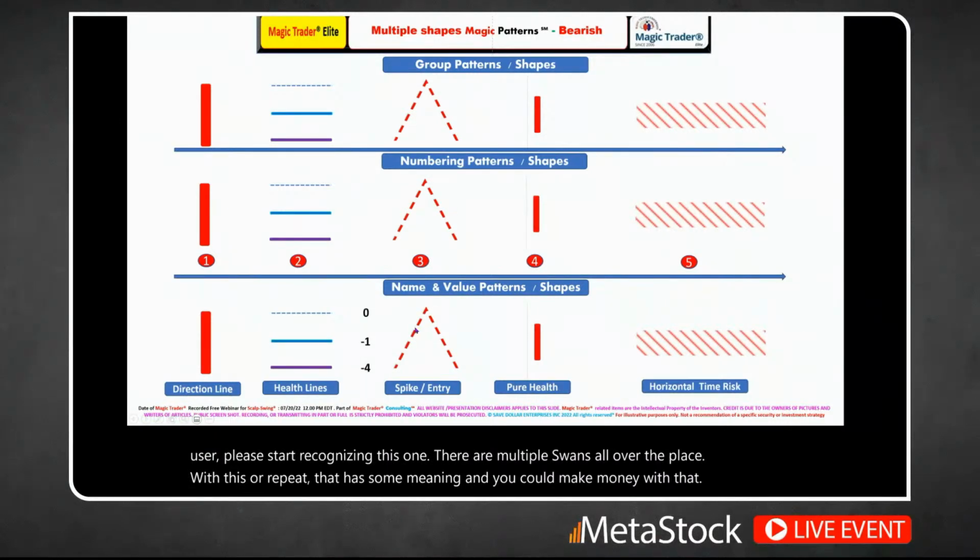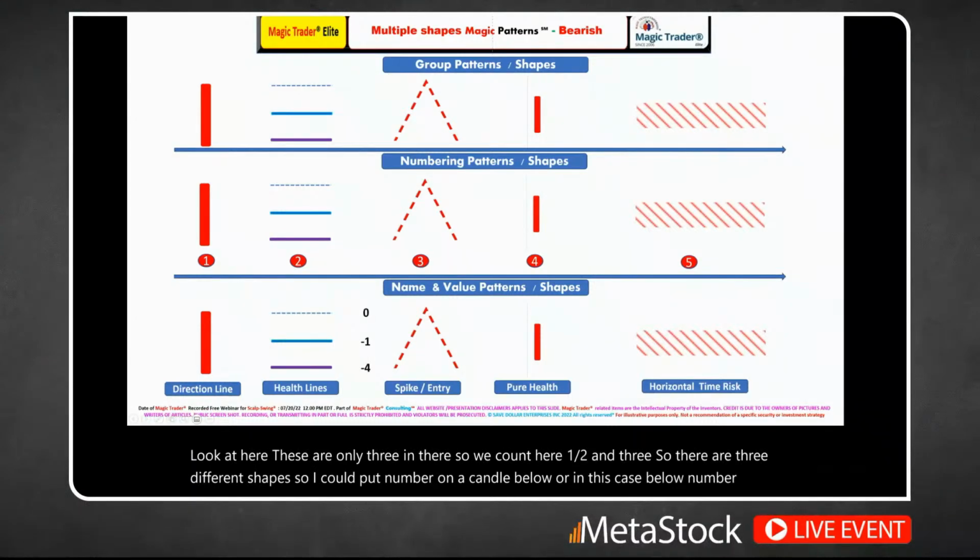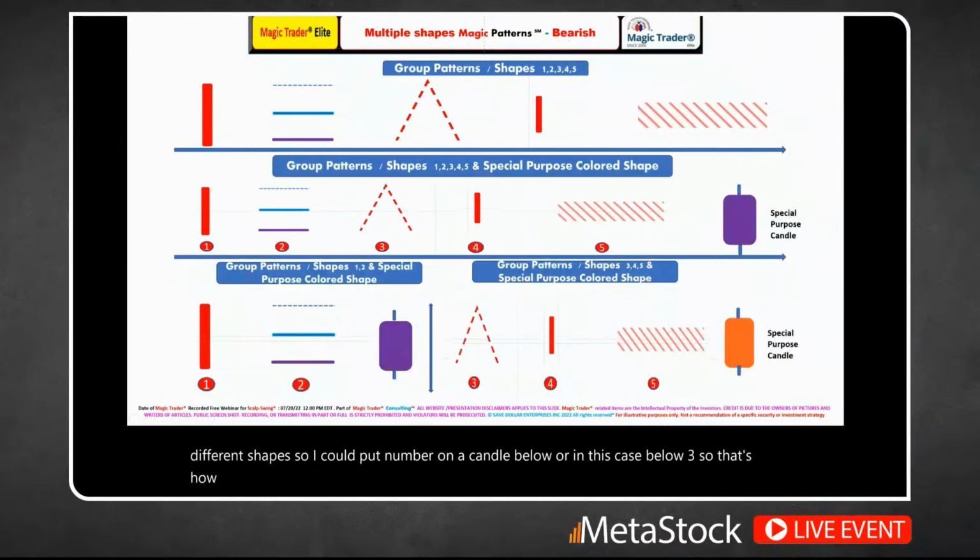Look at here. This had only 3 in there. So we count here 1, 2, and 3. So there are 3 different shapes. So I could put a number on a candle below, or in this case below number 3. So that's how you have to train your mind. So you will be happy instead of learning thousands of courses during your lifetime.